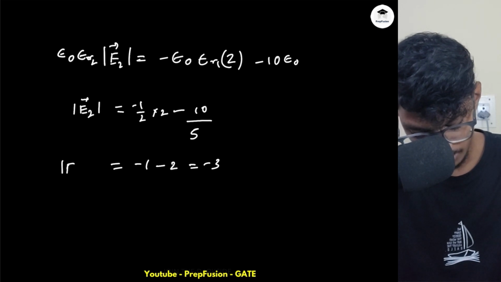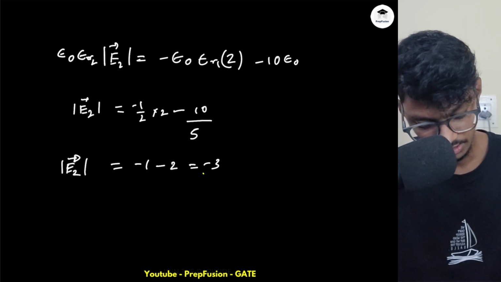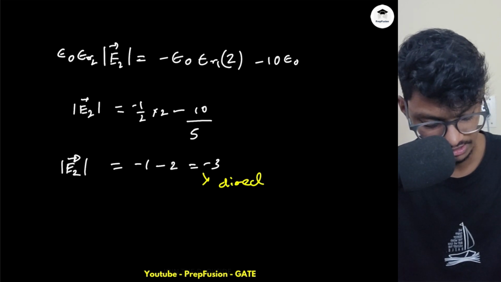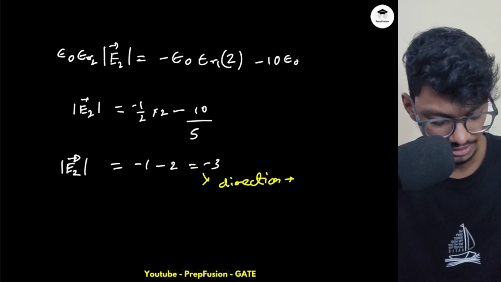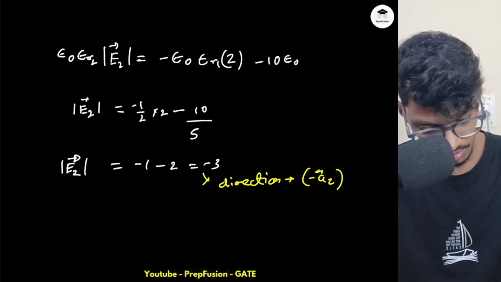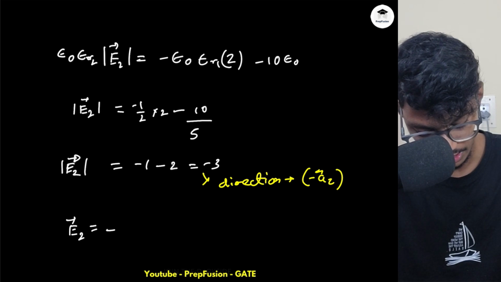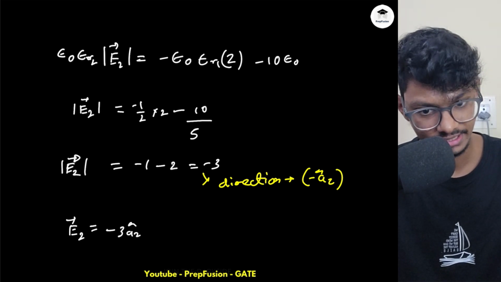Now how can magnitude be negative? What is this telling us? What this negative sign is telling us is a direction. This negative sign is just telling us a direction. Magnitude can never be negative, right? Direction means this will be in the minus az cap direction. Okay, so my E2 actually will be in this direction, -3 az cap. So E2 will be -3 az cap.